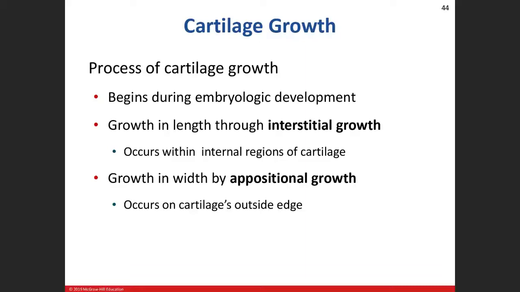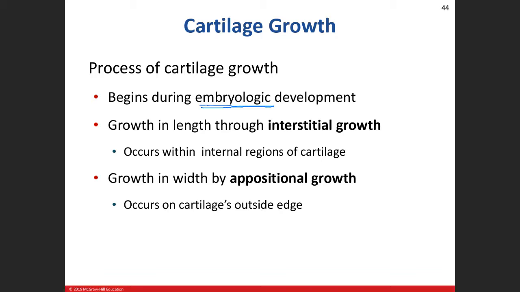Okay, so you guys ready to learn how cartilage grows? All right, we're going to talk about that now. First we're going to talk about how cartilage grows, and then we're going to talk about how bone grows. But first, we got to start with cartilage. So when we're talking about cartilaginous growth, we're going to deal with you, me, when we're an embryo. We start to develop this tissue.